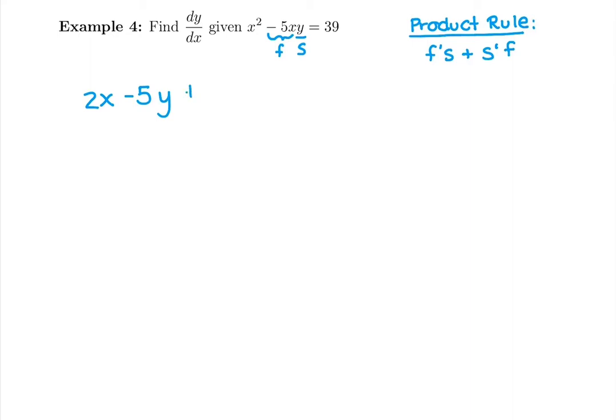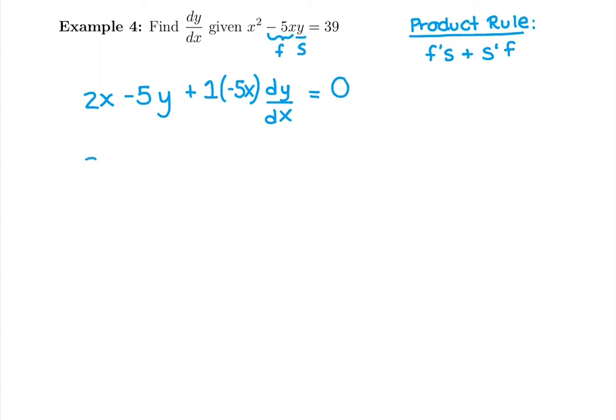Product rule is always plus. I'm going to do the derivative of the second term. Derivative of 1y is 1, and it needs a dy dx since you took the derivative of a y term. I'm going to put it at the end, though. So derivative of 1y is 1 dy dx times the original first, negative 5x, equals, and don't forget to take the derivative of the other side, derivative of 39 is 0.